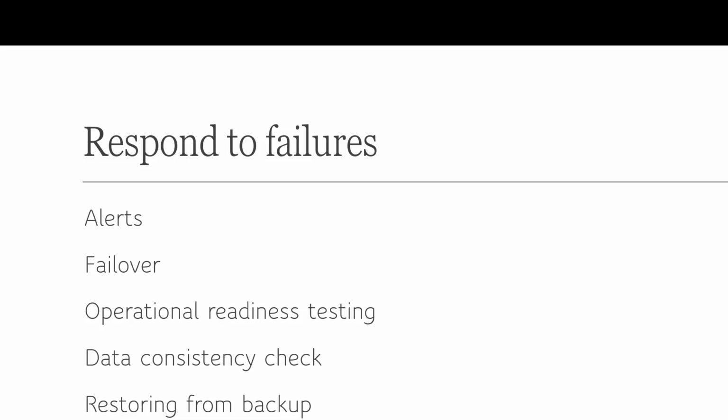Now, again, responding to the failure, you can have alerts, failover, operational readiness testing, data consistency check, restoring from backup. I've seen in many different architectural discussions that people are concerned about the backup, but they're not really well planned in terms of what they do with that backup when things go wrong, right? So that is important, right? When there's accidental deletion or corruption of data, how do you revert back from the backups you have taken?